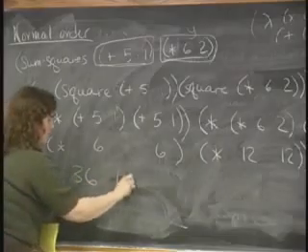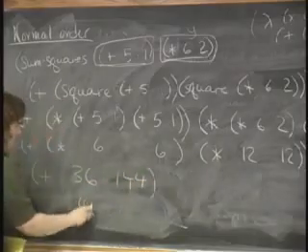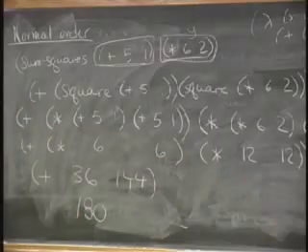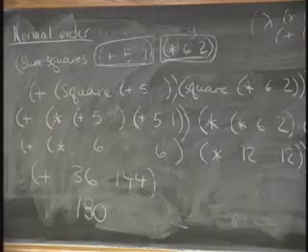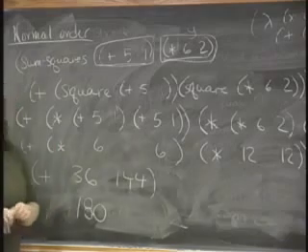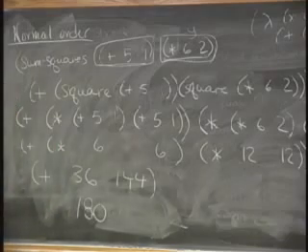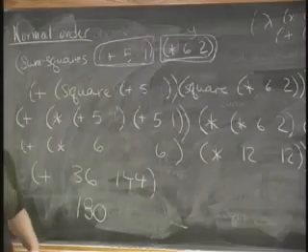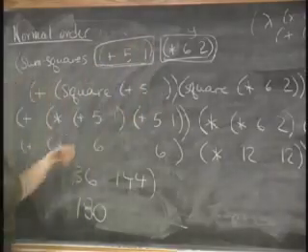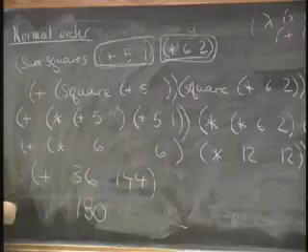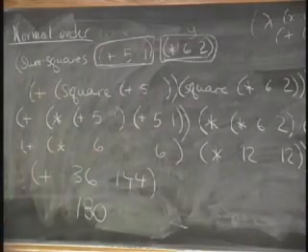Plus 36 and 144, giving us 180. What's one potential problem, not problem, but what's not so good about normal order? What's one drawback here? Unnecessarily. Right, we're doing additional work that we might not necessarily need to do, because by passing in the expression, we end up needing to evaluate that expression twice, instead of the once that we needed to do in applicative order.